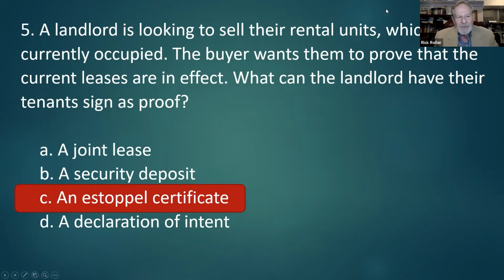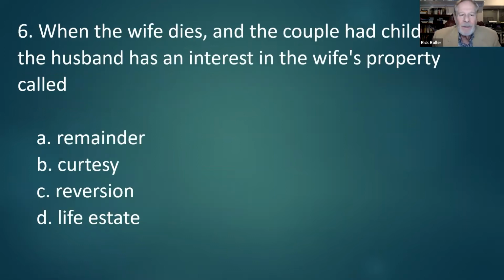Number 6, please. Well, unfortunately, this wife died, and the couple had children, and the husband has an interest in the wife's property. Now, what is the wife's property? I mean, she owned it, but the husband has an interest in it. And there's a common law that has been around forever. Now, is it a remainder interest? No. It's B, curtsy. It's like the wife is curtsying to her surviving spouse.